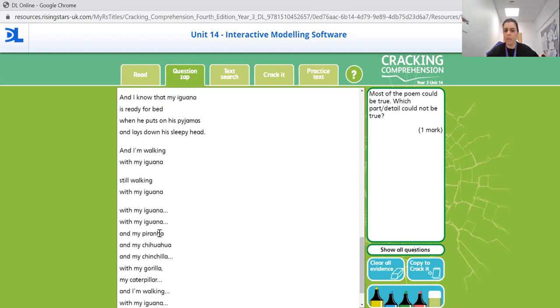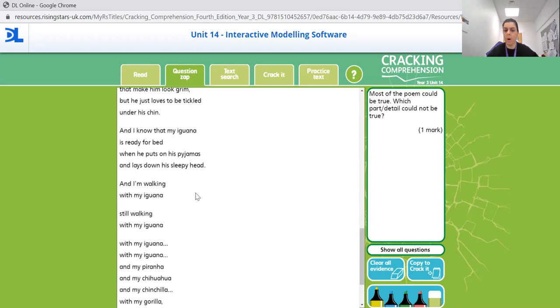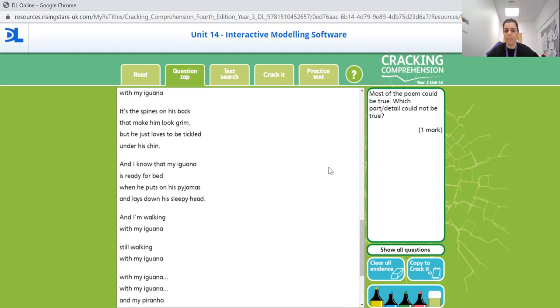But what I think they're looking for is an answer that's about the iguana. Now there's a bit there about him putting on pajamas. You have a look here. It says when he puts on his pajamas and lays down his sleepy head. Now an iguana would not be able to put on his own pajamas. In fact, he probably doesn't wear pajamas. So to me, that would be my answer.